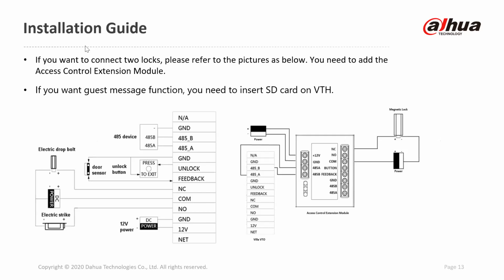So this is the installation guide. If you want to connect 2 locks, please refer to the picture below. We need to add the access control extension module. So this is the module here, the extension access control module. If you want to use the message function, you need to insert an SD card on the VTH.